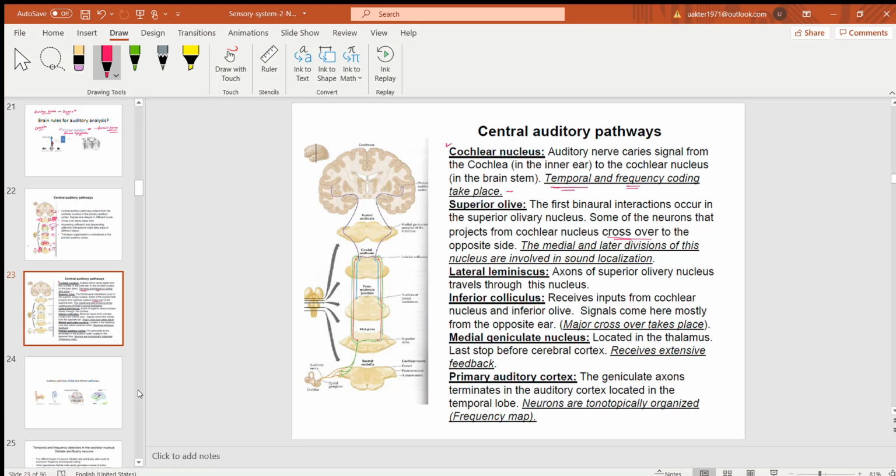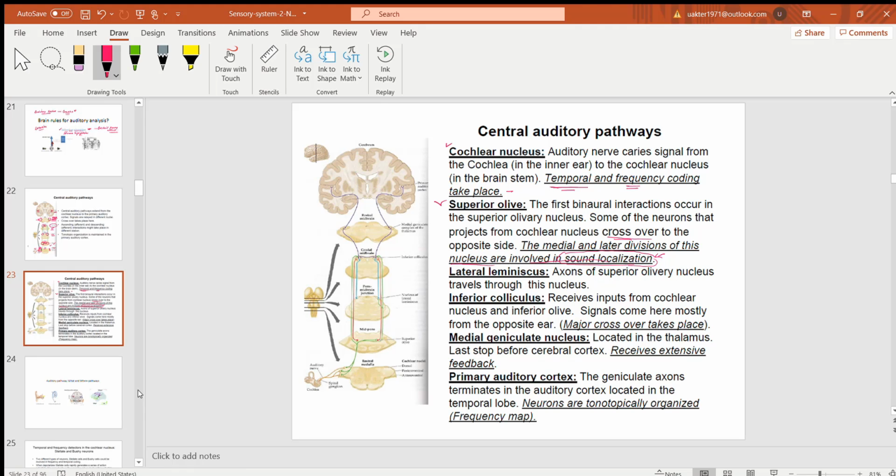The neurons of the superior olive are getting signal. Since the crossover takes place, the neurons of the superior olive on both sides get the signal from both ears. Makes sense? And that's why the superior olivary nucleus neurons are involved in sound localization, because the signal from two ears should be combined to help you to localize the sound, right? Two ears are necessary.